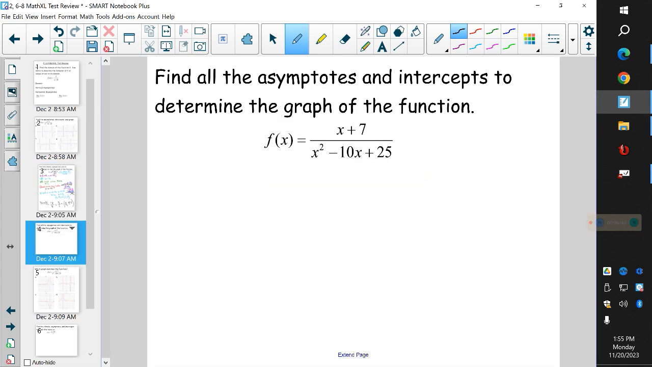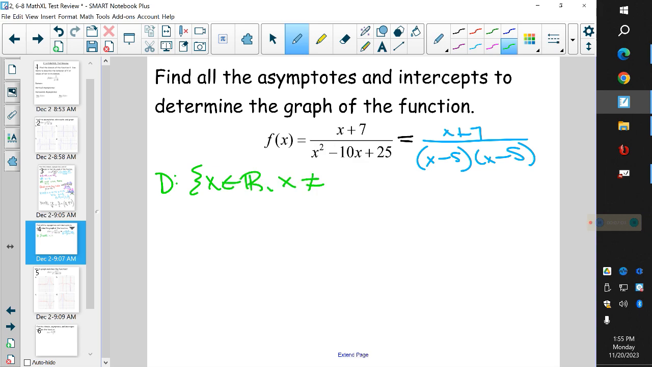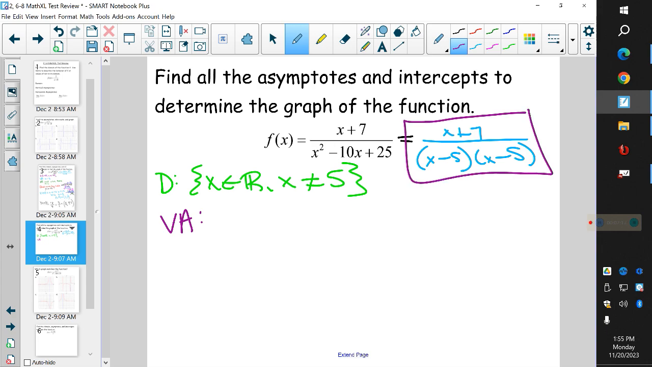Okay, the next one we're going to have here is finding the asymptotes of this, and I'm going to say domain first. Before I do domain, I am going to factor this because I see stuff in the denominator. This is x minus 5 times x minus 5. Now, what does that mean? That means that x is an element of the reals is my domain, but x absolutely cannot be the number 5. My vertical asymptotes are found by seeing if anything in the top and the bottom cancel. Nothing does. So my vertical asymptote is exactly my domain restriction.